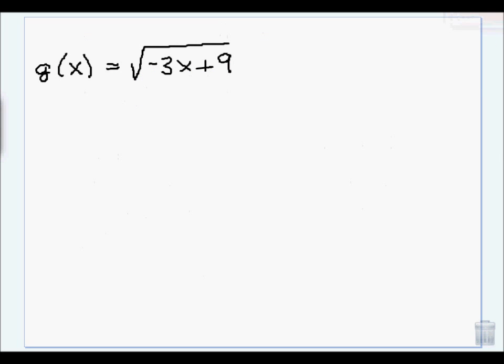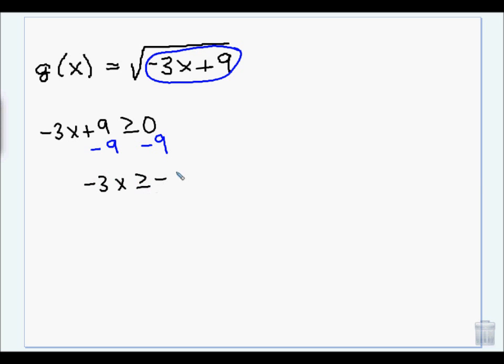Okay, so I have this new radicand. I set that greater than or equal to 0. Subtract 9 from both sides. And I get negative 3x is greater than or equal to negative 9. Divide by negative 3, and again I divided by negative. So that flips, and this is positive 3. So x has to be less than or equal to 3.